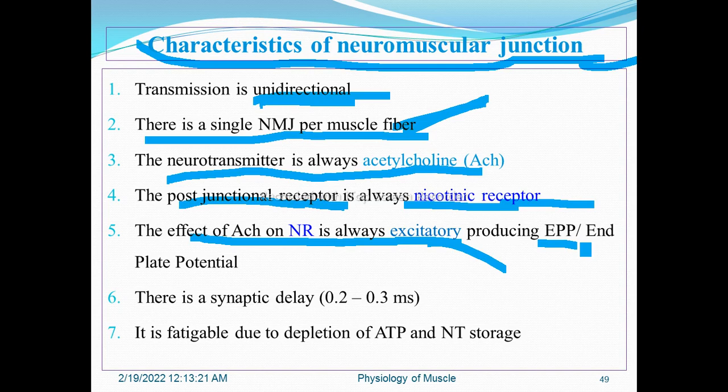The other feature is synaptic delay of 0.3 milliseconds. It is fatigable due to depletion of ATP and neurotransmitter storage. So these are all very important characteristics of the neuromuscular junction.